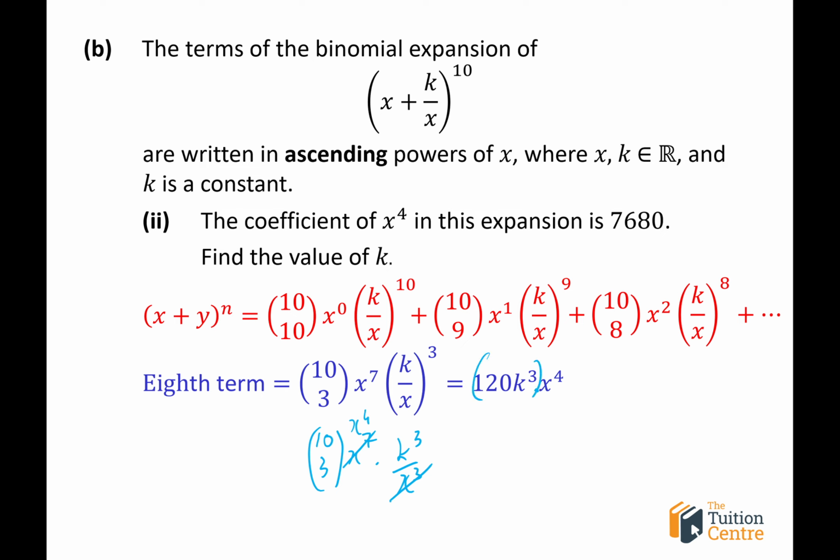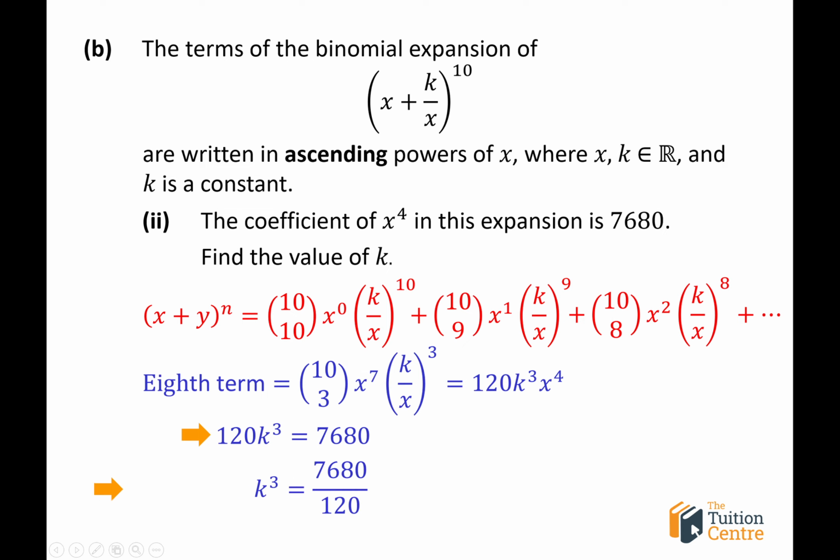This here is the coefficient on x to the power of 4. So you get 120 k cubed equals 7,680. Divided across by the 120, that's 64. Get the cube root of 64, which is 4. So you get k is equal to 4. And that was the answer.